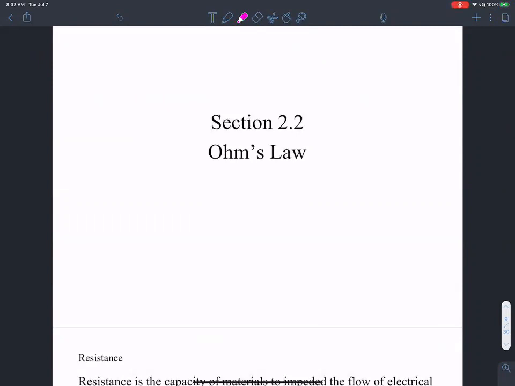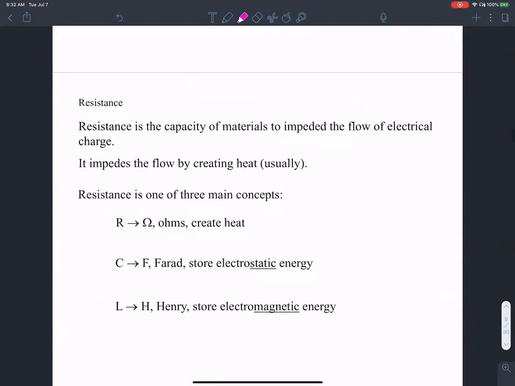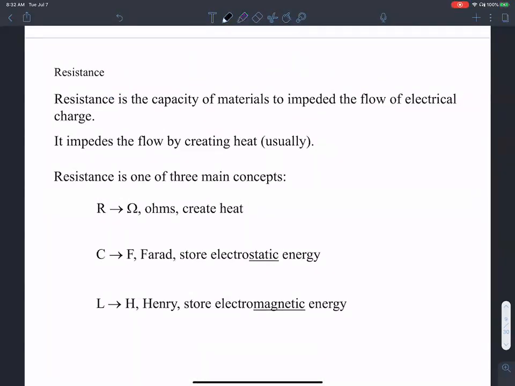So let's quickly look at Ohm's law. Okay, the fundamental law that applies in electrical engineering that relates what is known as galvanic circuits. Resistance is the capacity of materials to impede the flow of electrical charge. There is this device called a resistor that by nature impedes the flow of electrical charge, and it simply heats up. The resistor gets hot, it dissipates a lot of heat.